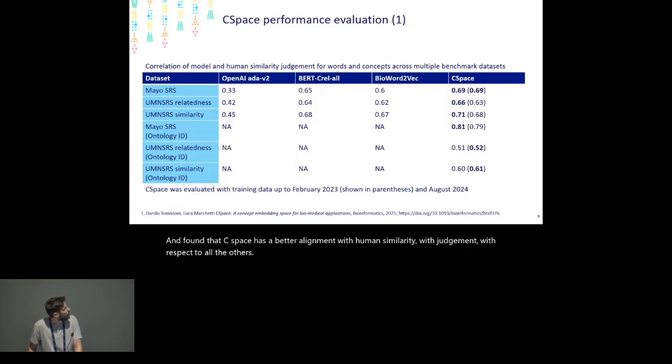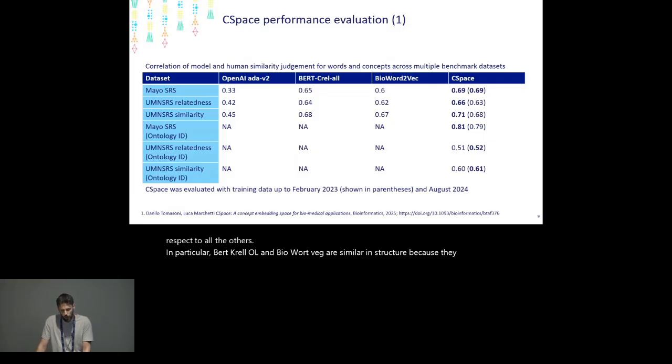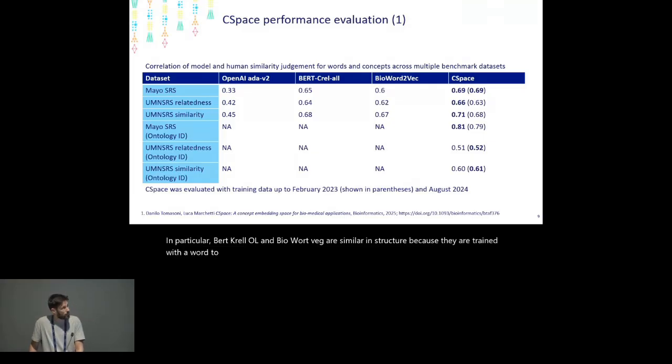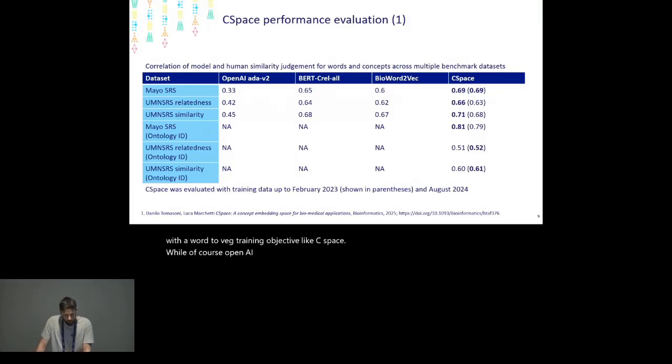In particular, Bert, Krell-Hall, and Bio-Word2Vec are similar in structure because they are trained with a Word2Vec training objective, like CSpace. While, of course, OpenAI ADA2 is a transformer-based model. And I put this column here just to say again the same thing that I said before, that transformers are not well suited for this task.